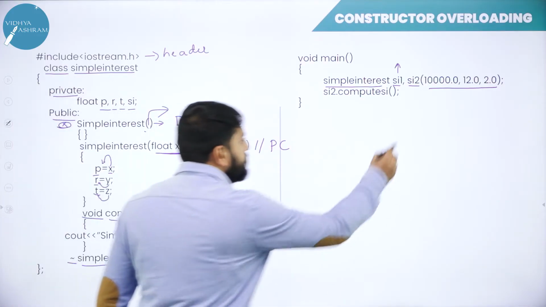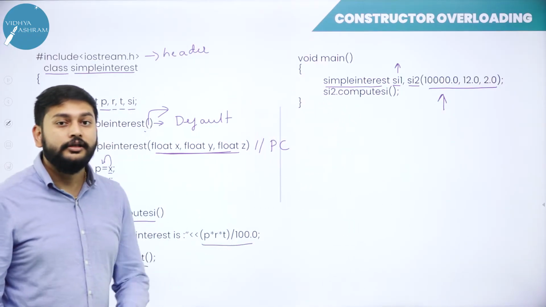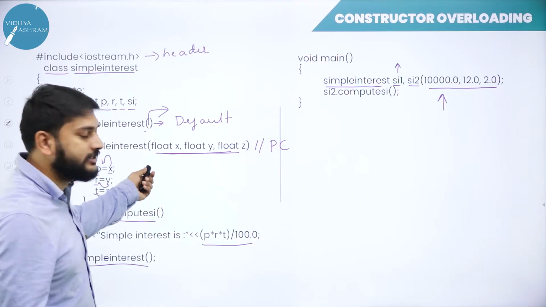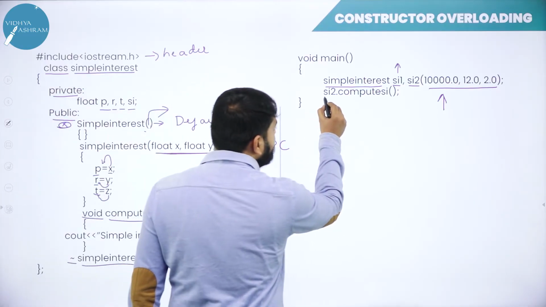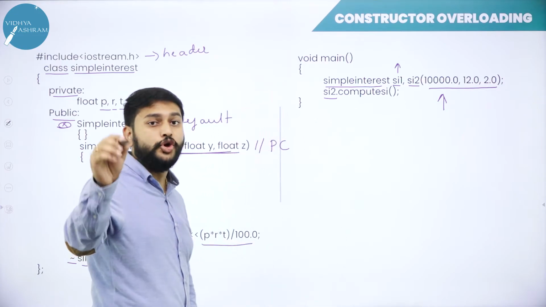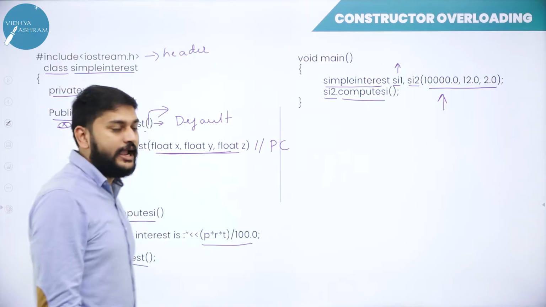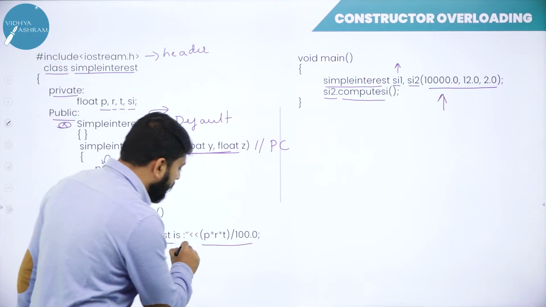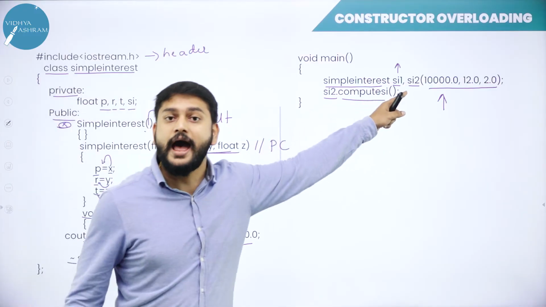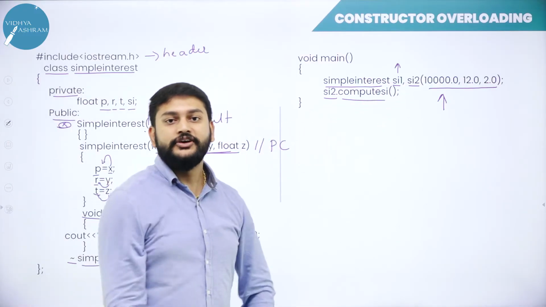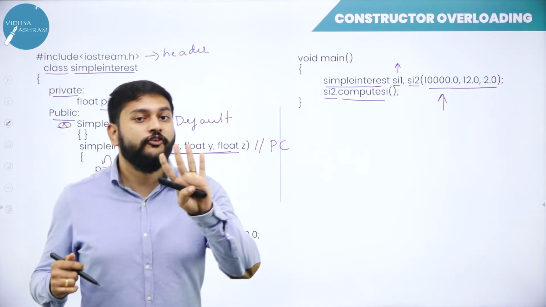So guys, this object will invoke the parameterized constructor. Using this object, that is SI2, I will call this function, computeSI. If I call this function, it will print the simple interest value for whatever values I am passing. So that is what you need to understand. Hope you understood this program and you learned 4 concepts.